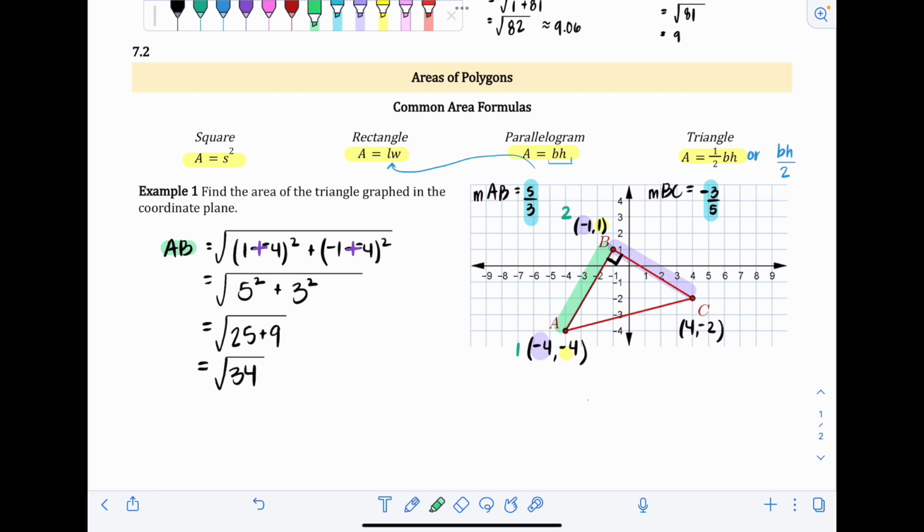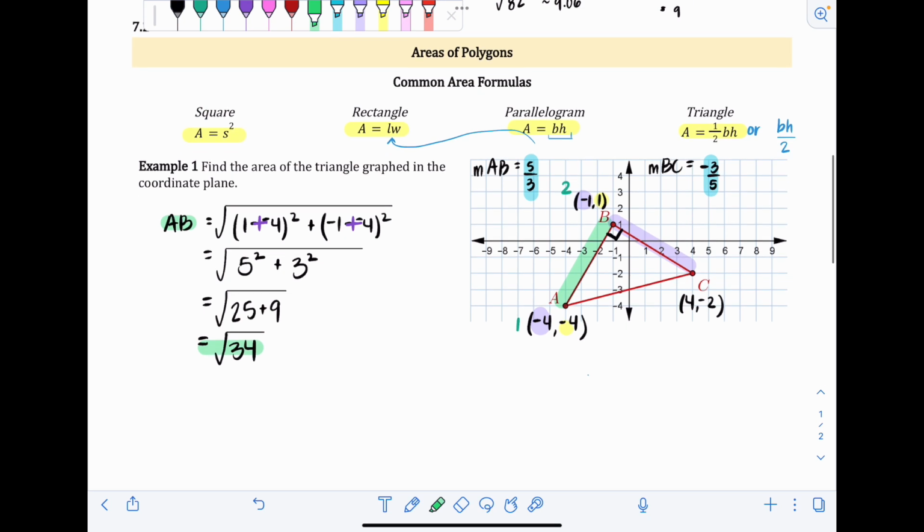So I'm just going to leave that as is. If you want to label it on the triangle, you can. I'm just going to leave it off for now. And then now we just need to find BC, that other side. And again, we only need to find AB and BC because those are going to be the base and the height.